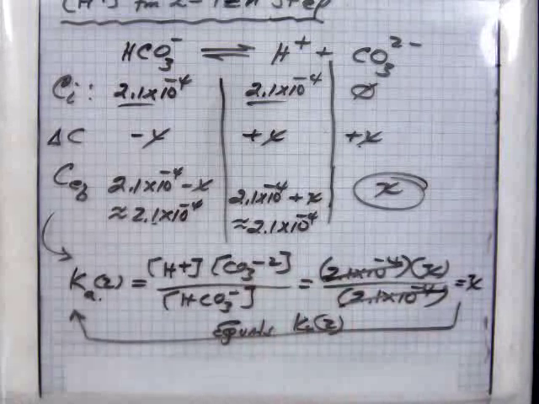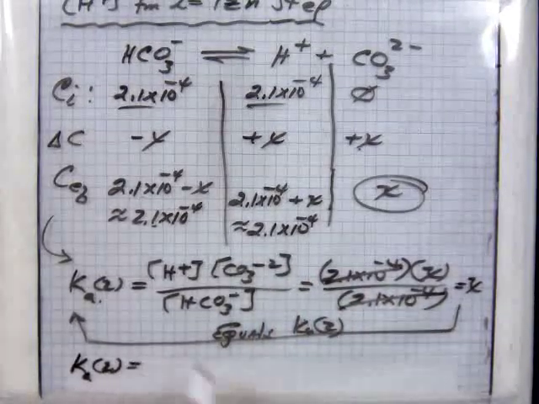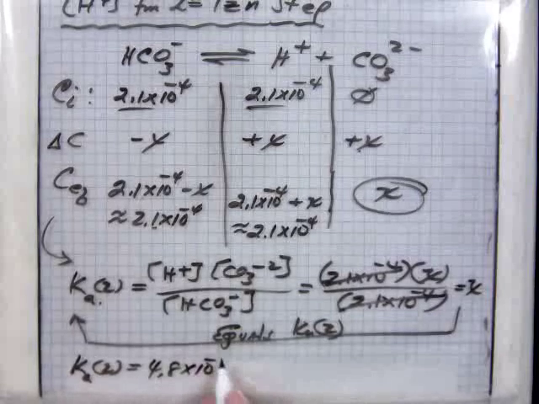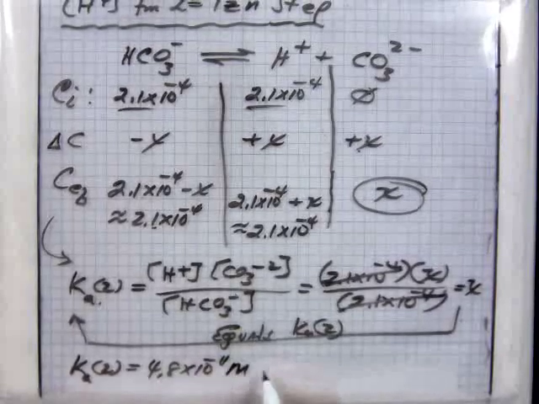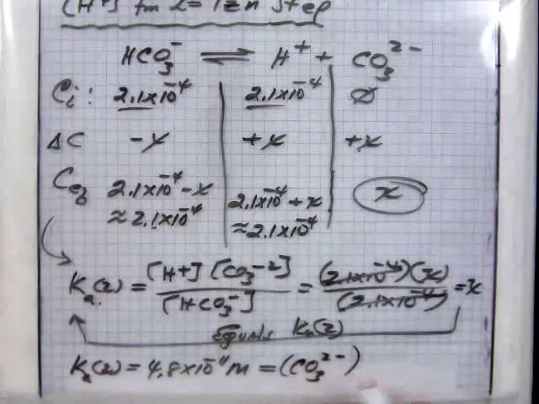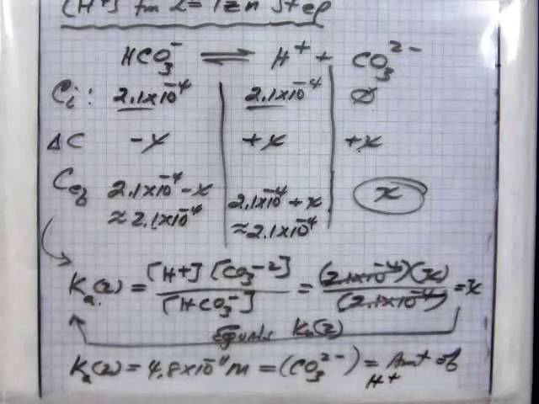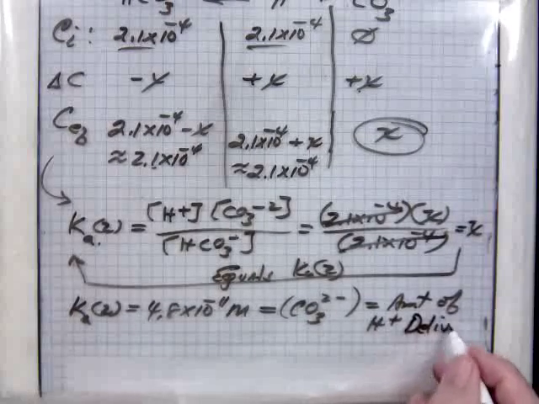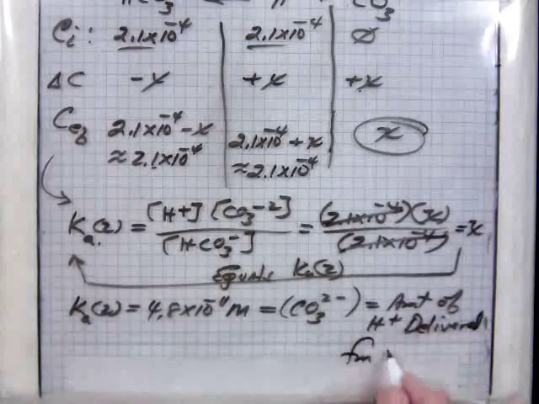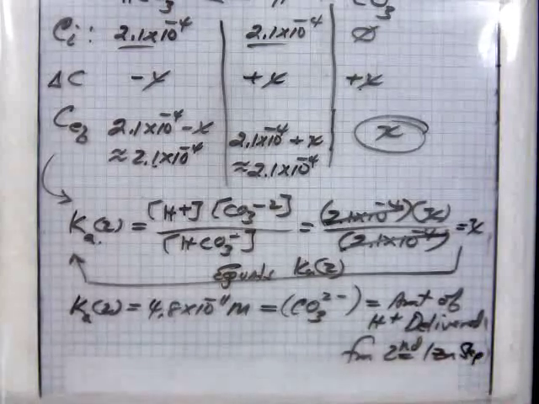That is, the second ionization Ka value for carbonic acid is 4.8 times 10 to the minus 11. So Ka2 is equal to 4.8 times 10 to the minus 11, and if you put that in molar terms, that's also the CO3 2 minus, and it is equal to the amount of H plus delivered from the second ionization step.